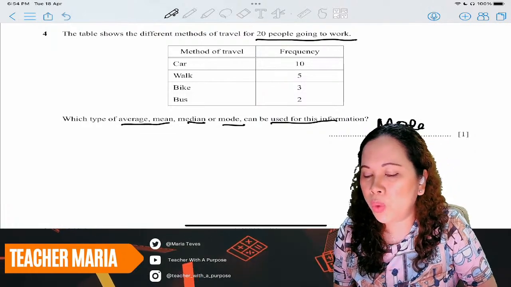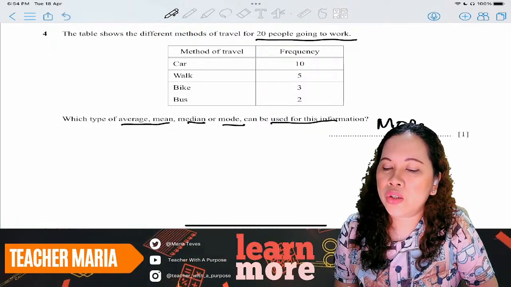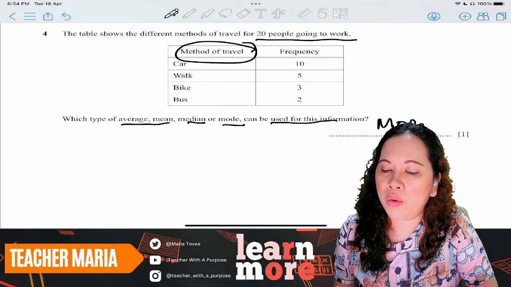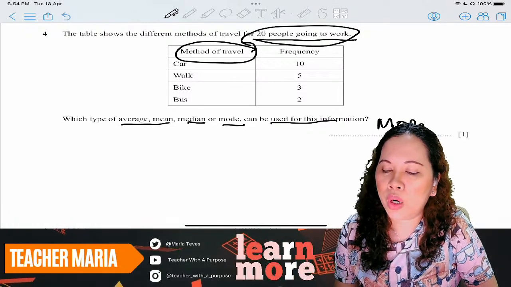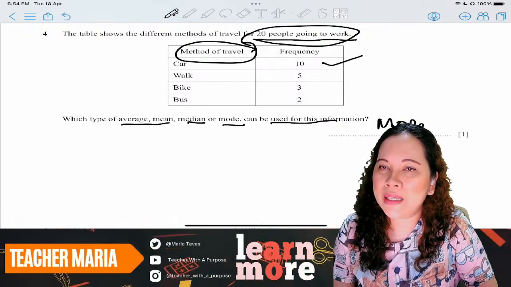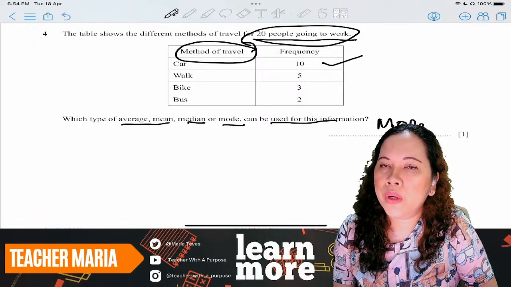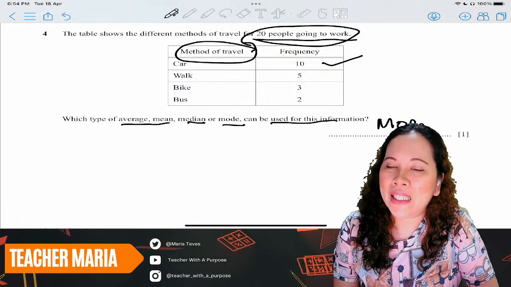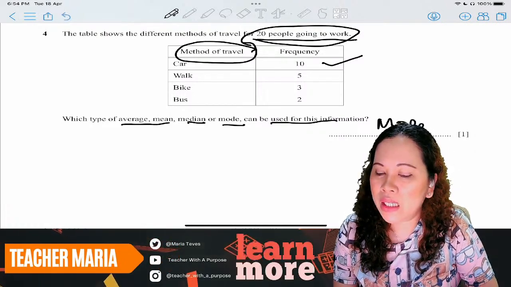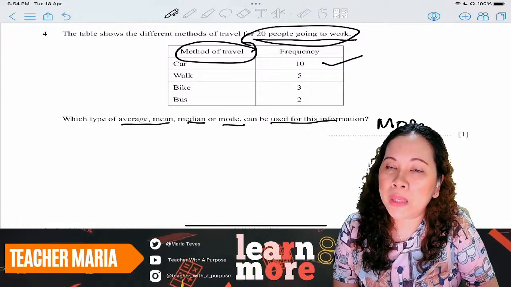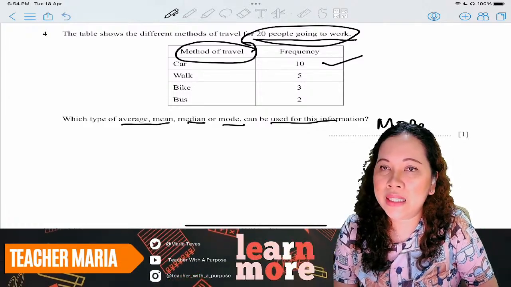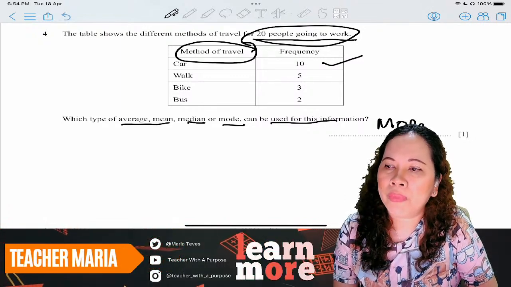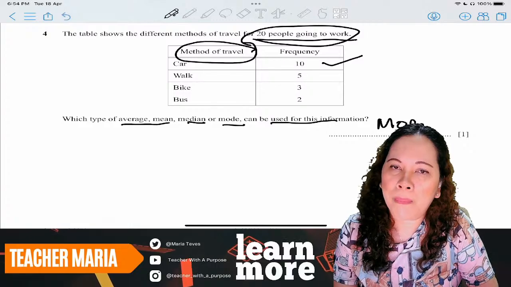Why is it a mode? Because this is showing the method of travel. Then you could say that most of the people going to work use a car as a method to travel. So it's better to use a mode. You cannot use mean and median. It doesn't make sense if you take the median or the mean, for the reason that this is discrete data. It's not continuous. So it's better that you use your mode.